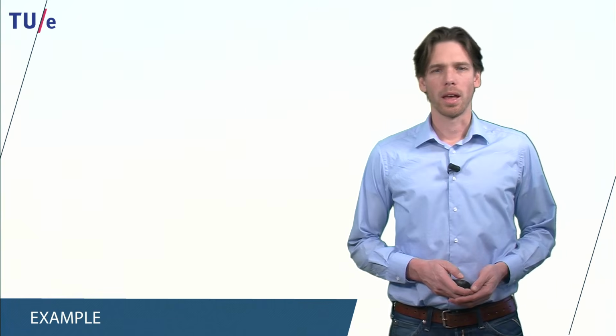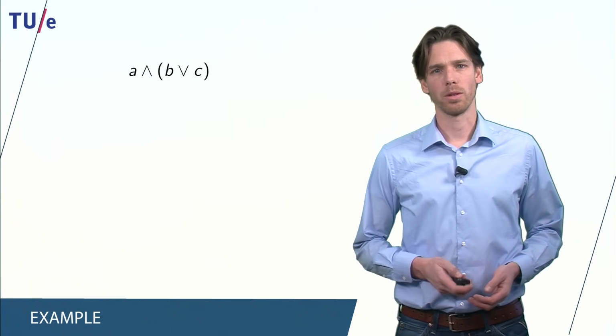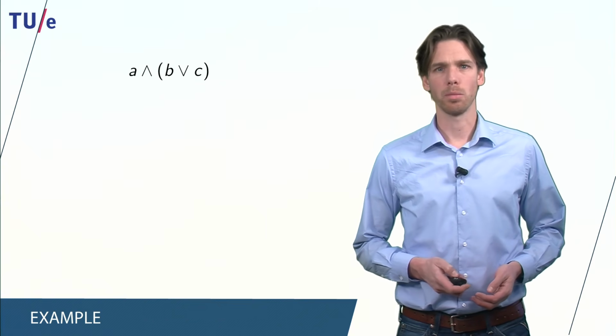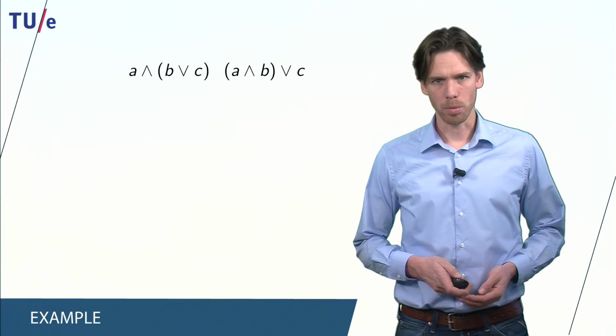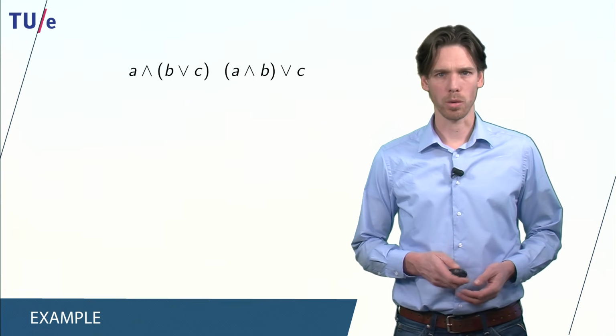In the previous lecture we have introduced logical equivalence. In this lecture we will discuss another notion to compare abstract propositions, logical consequence. At the end of the previous lecture we have considered the following two abstract propositions, A and (B or C), and (A and B) or C, and we have already stated that these abstract propositions are not equivalent.